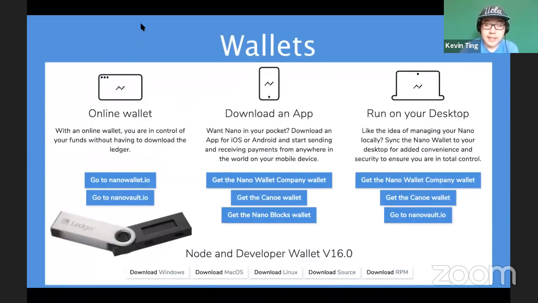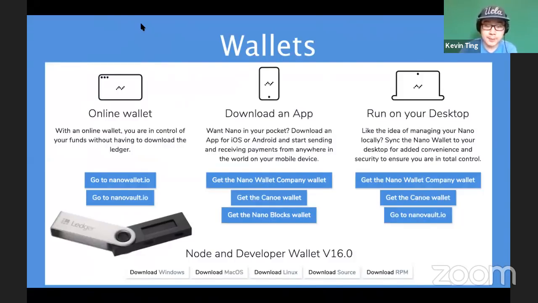In terms of wallets, they have a lot of wallet options. They used to not have this many. They have online wallet options, mobile options, and desktop options. They are also supported on the Ledger Nano S. And they also have a node and developer wallet. I can't say I have owned or tried out all of these. I have tried out the node and developer wallet, at least a previous version.